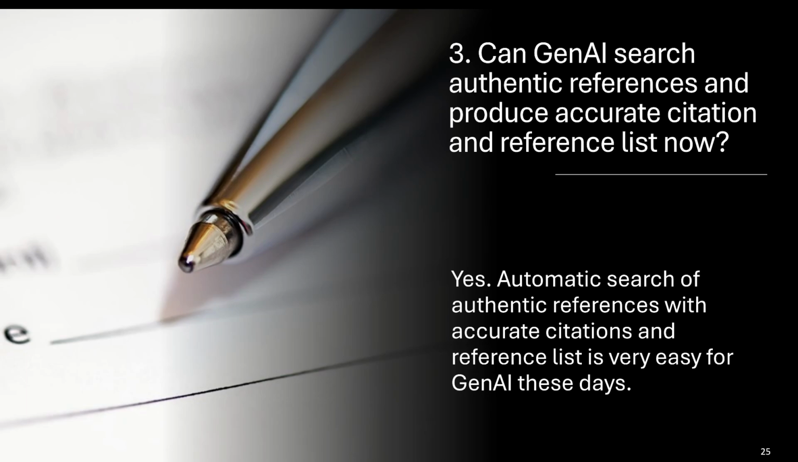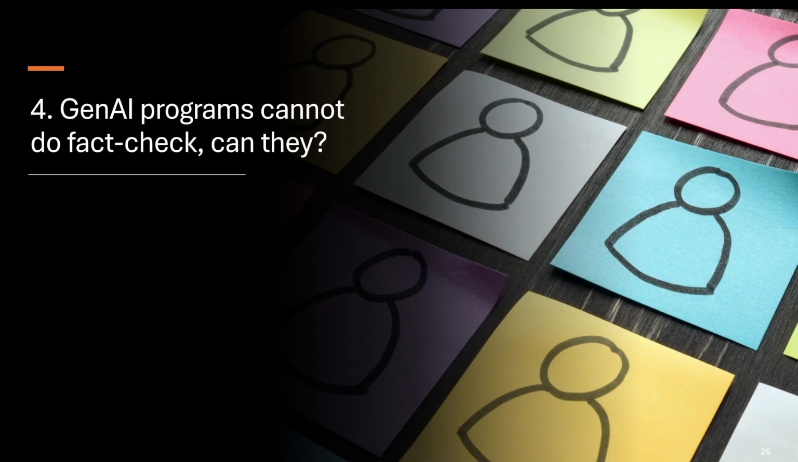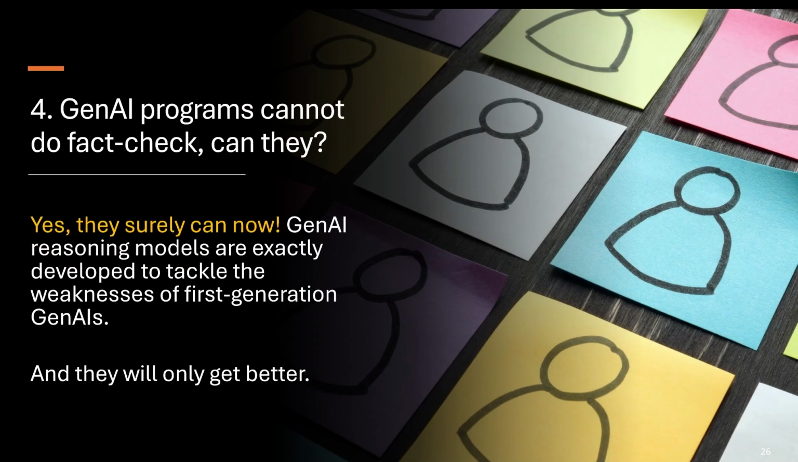Here we go, question 4. GenAI programs cannot do fact checking, can they? A year ago, we would say cannot. Now, yes, they surely can, because the GenAI reasoning model is exactly developed to handle the problem of hallucination. And they will only get better, they just keep improving.